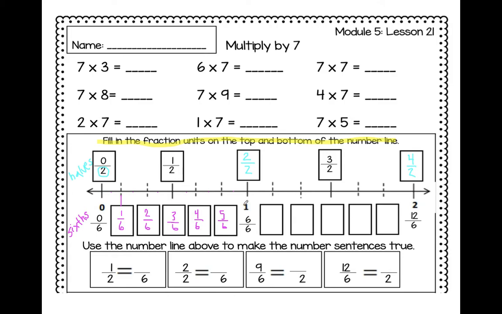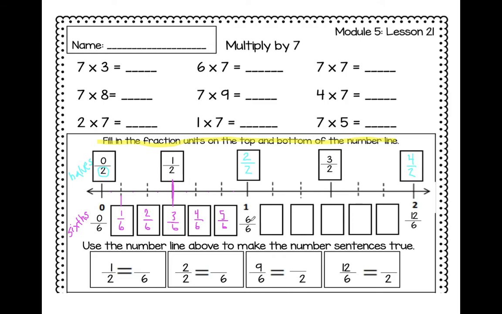Does anybody recognize another equivalent fraction with our halves? So we can say 0 over 2 or 0 over 6 is also equivalent, but is something equivalent to 1 half? If you notice, 1 half is lining up perfectly with 3/6. They are equivalent. Let's see if we can find any more equivalent fractions.